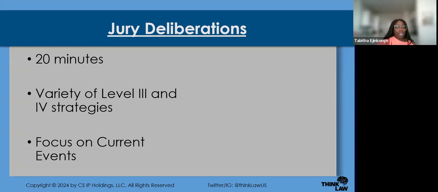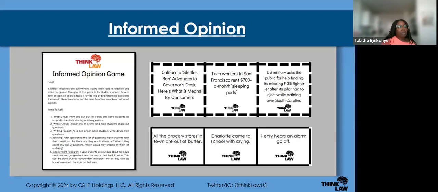Again, it's not anything new that's in the portal, but it's something that is constantly catching wind, especially when it comes to being fast, engaging, and focused on current events. Another great thing that you can introduce is your informed opinion games. It's not anything new, but a lot of our users don't know about it.